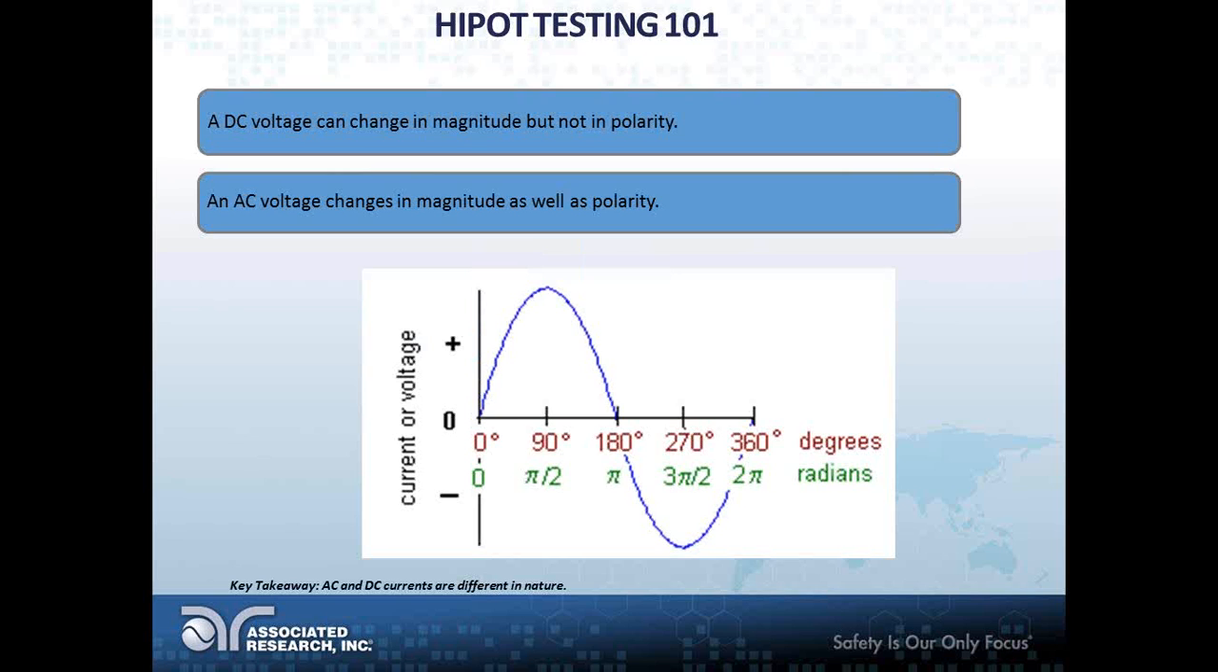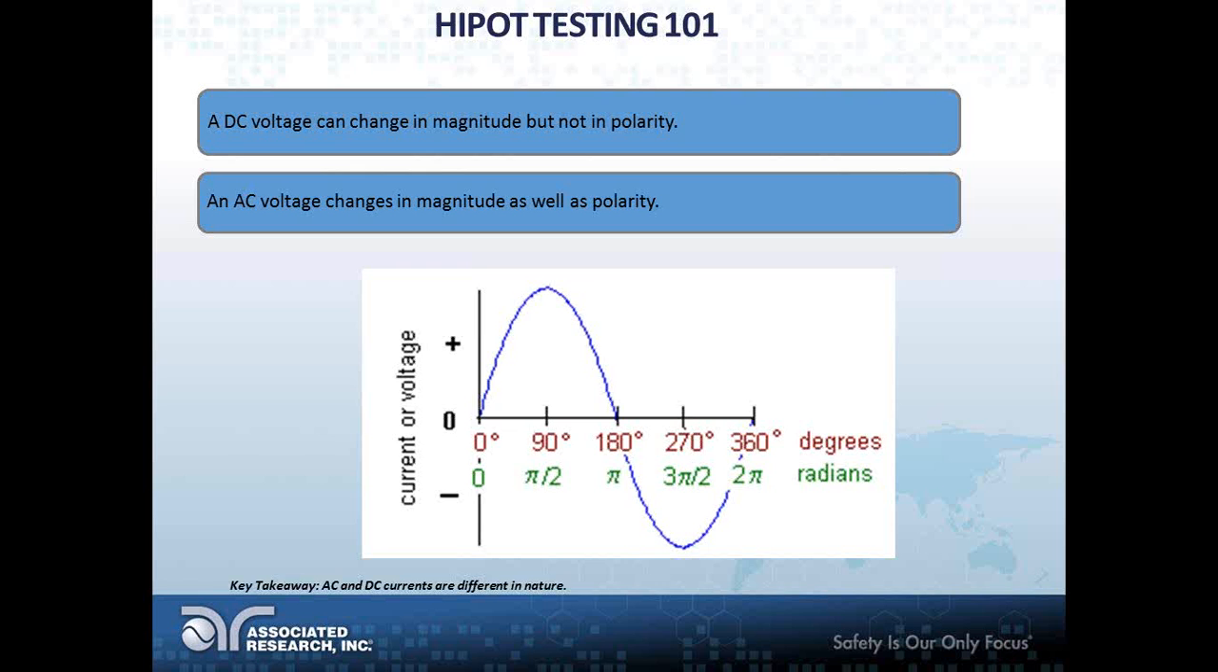So we just looked at a DC voltage, and we know that it can change in magnitude but not in polarity. Whereas AC voltage changes in magnitude as well as polarity. The picture here shows how a nice and clean looking AC sine wave would look. Now when we're dealing with AC voltage, we need to keep in mind the frequency, because all AC voltage and current is affected by and related to frequency.